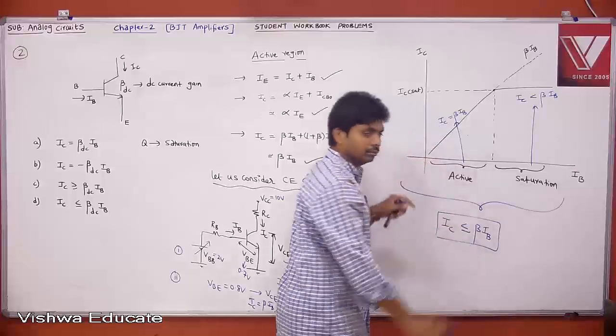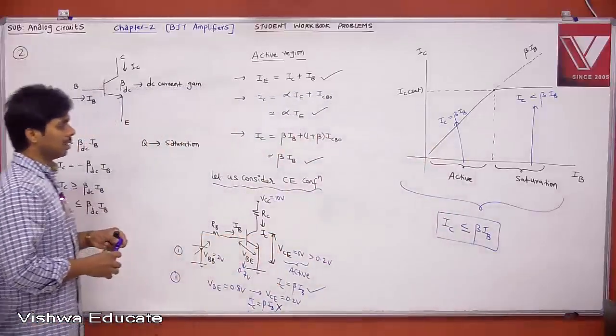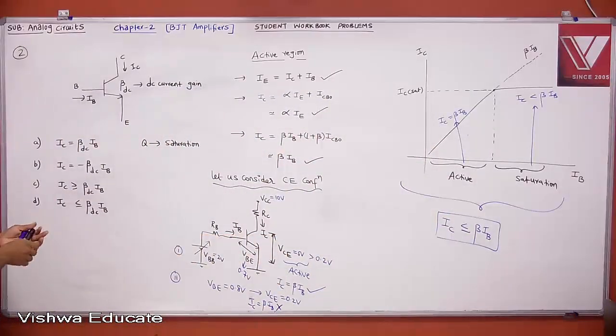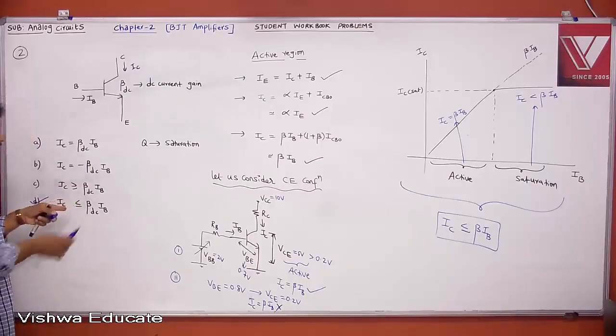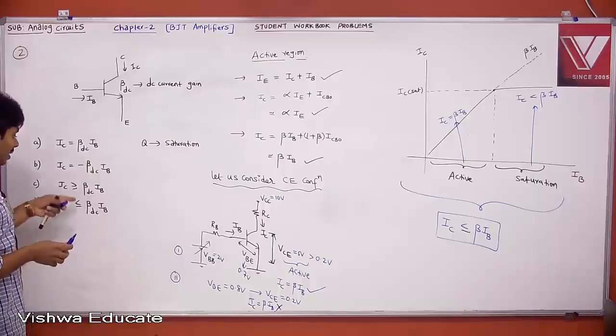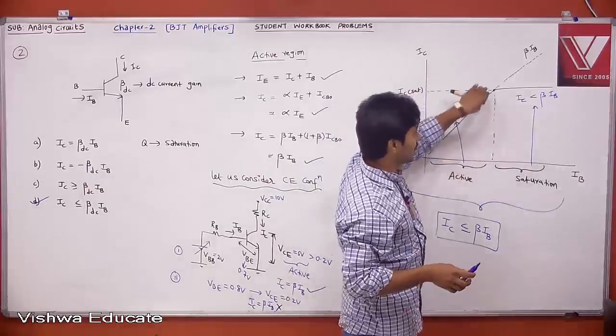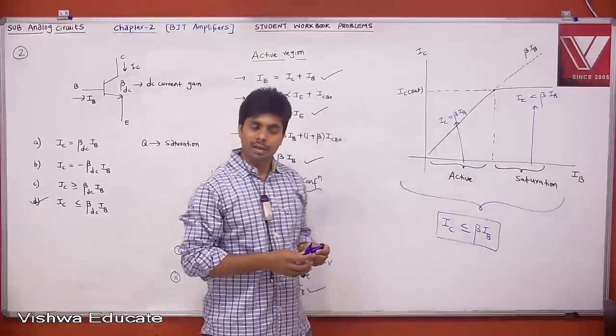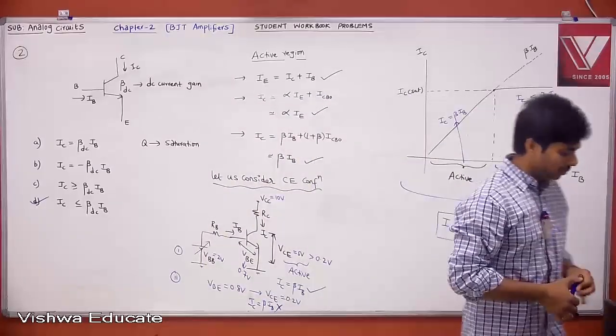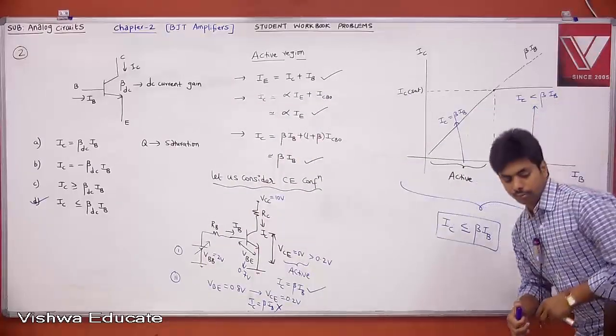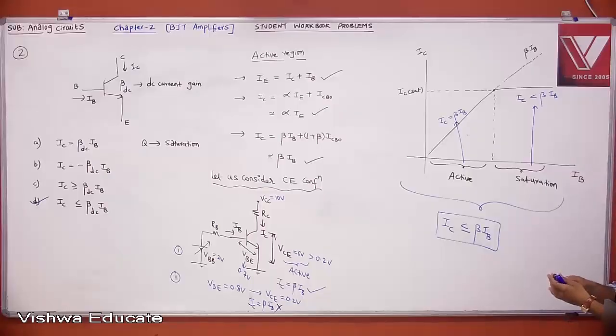This is the answer. Okay? The answer is IC is less than or equal to beta into IB. Why there is less than, everybody will understand. But why is it equal? Exactly at the edge, the end of the active region and the start of the saturation region. Okay? And this is what people call IB minimum to enter into saturation.